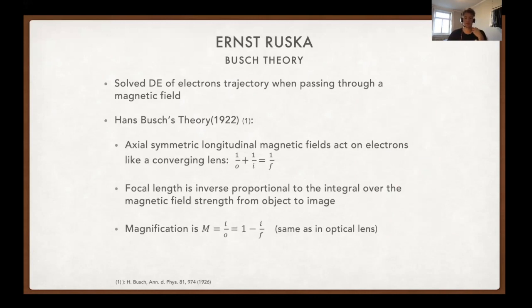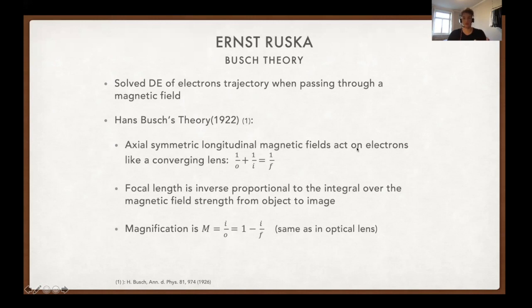Hans Busch was a German physicist as well. He solved the differential equation of the electron trajectory when an electron passes through a magnetic field. Electrons are charged particles, so if they travel through a magnetic field, they feel the Lorentz force acting on them. The Lorentz force is given by the charge of the electron times the cross product of the speed and the magnetic field.